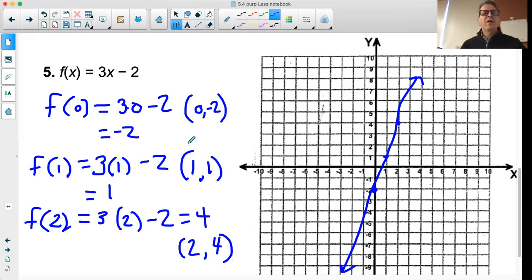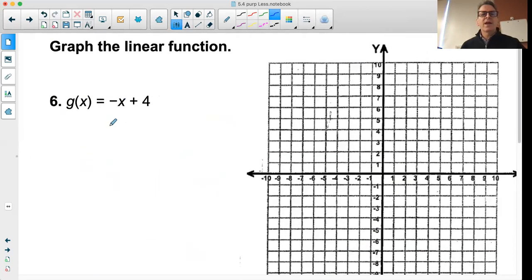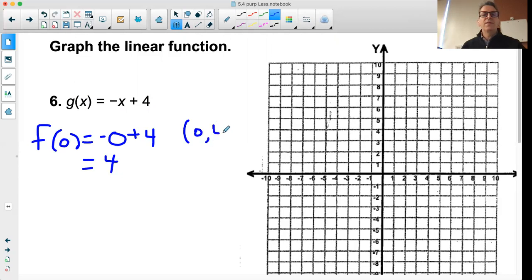Okay, let's do 2 more graphs and we'll be done for this lesson. Number 6, the negative of x plus 4. So I'm going to start out with f at 0. If I use f at 0, that would be the negative of 0 plus 4, and that's equal to 4. So your ordered pair would be (0, positive 4). So let's go ahead and graph that one. 1, 2, 3, 4, right there.